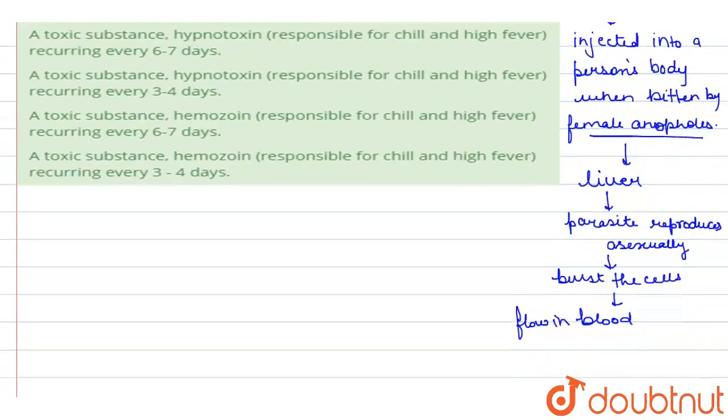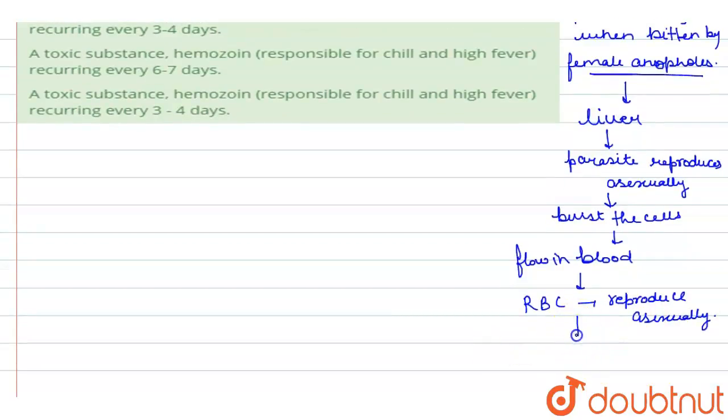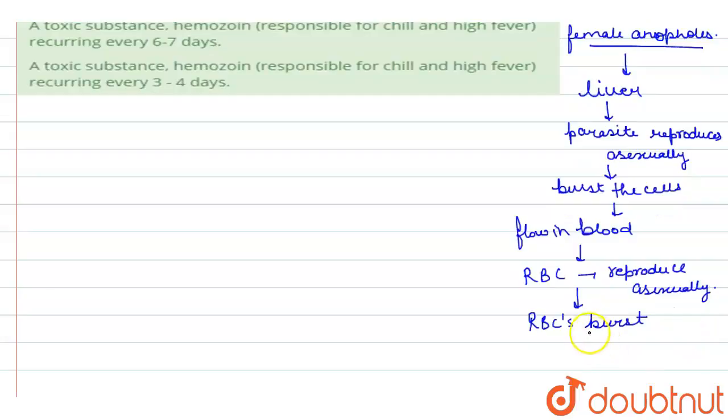And over here it is reproducing asexually in the RBC. Now when they are reproducing in the RBC asexually, they will also burst eventually. Now RBCs also burst, and when it bursts, it causes cycles of fever and other symptoms that keep occurring after every 3 to 4 days.